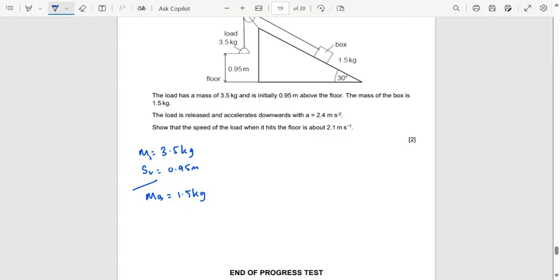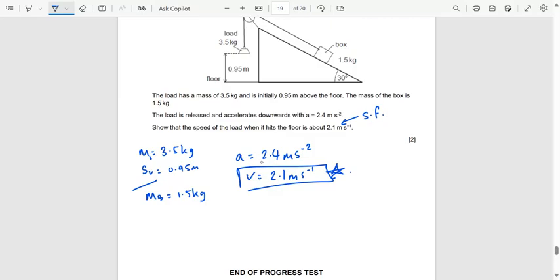The load is released and accelerates downwards at 2.4 meters per second squared. Show that the speed of the load when it hits the floor is 2.1 meters per second. Okay, so we're trying to find v. So we need more sig figs. All right, we're trying to find v.